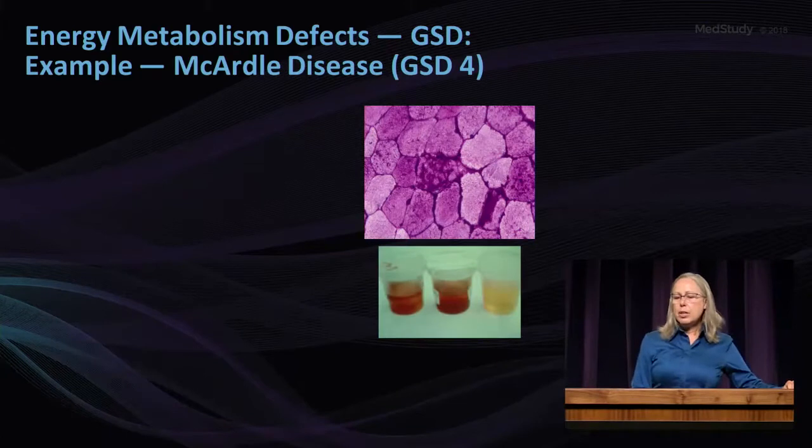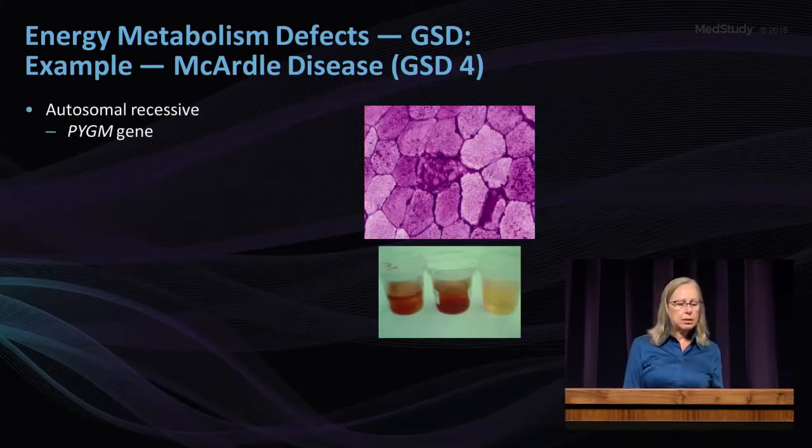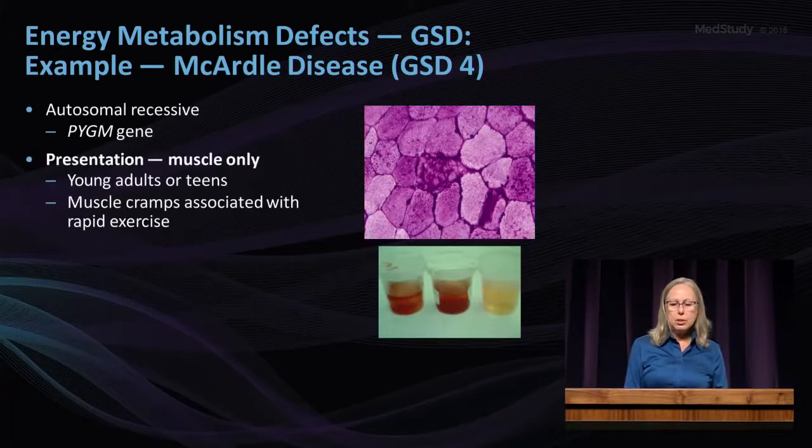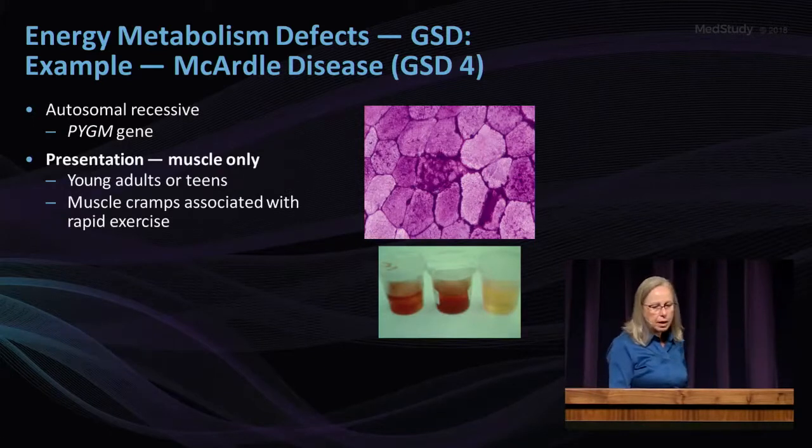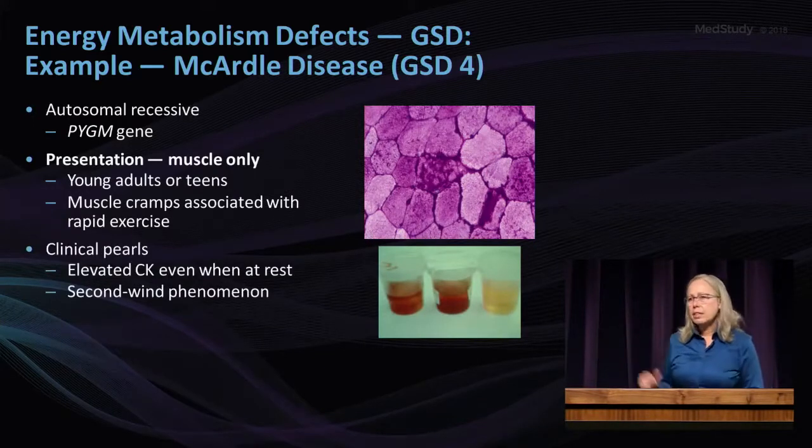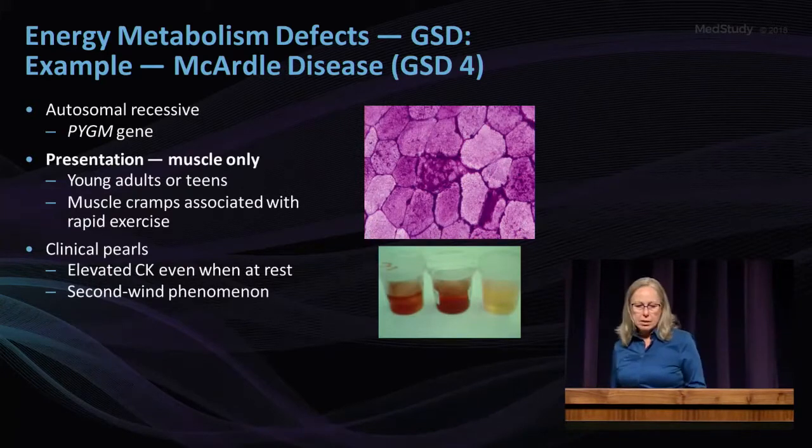Another type of GSD is McArdle's disease, which is GSD type 4, but it is a muscle problem, not a liver problem. It's autosomal recessive, usually presents in young adults or teens, and you get muscle cramps associated with rapid exercise. They will have an elevated CK even when at rest, and they have a second wind phenomenon. So they will weaken out when they're trying to exercise, but then recoup and be able to go again.